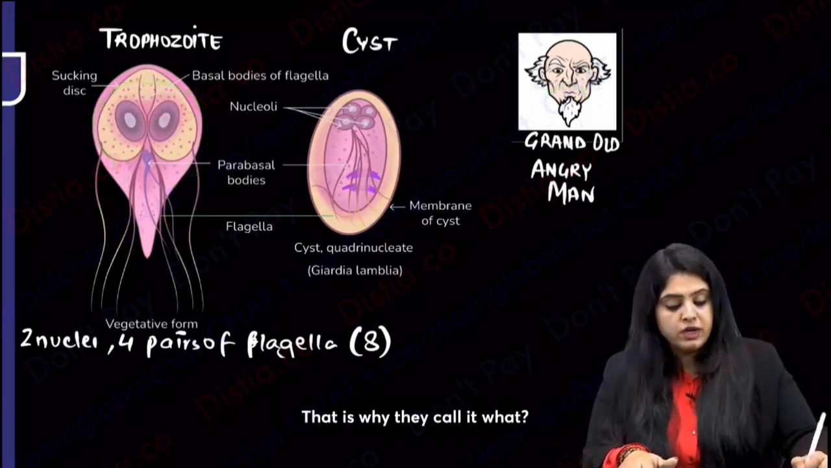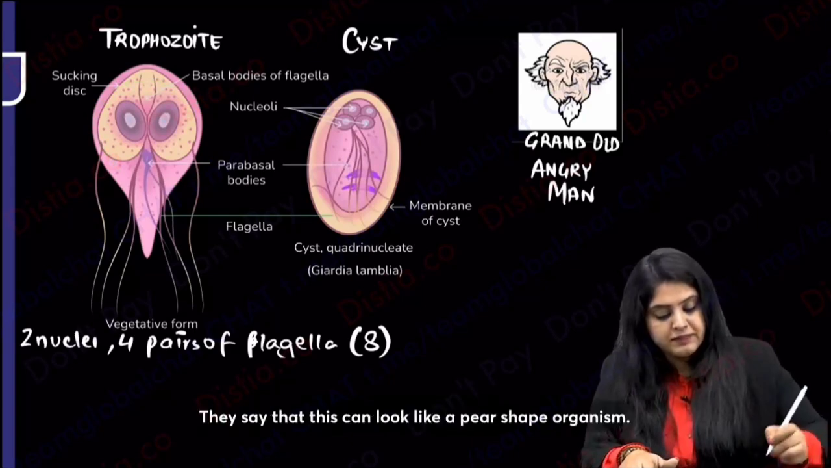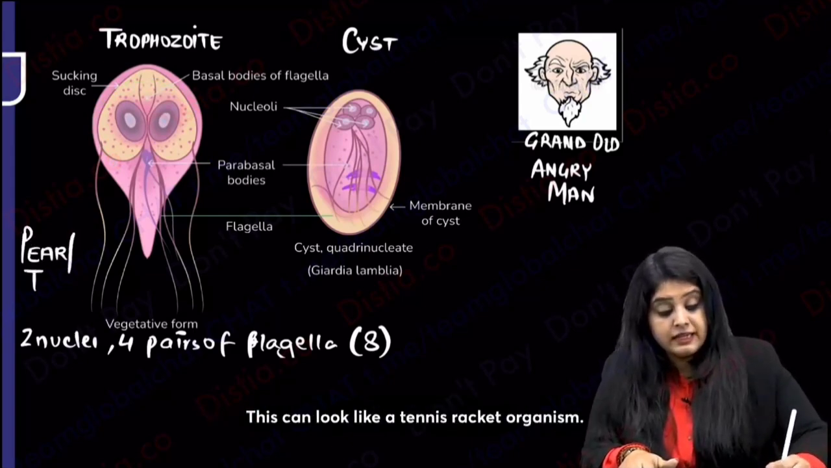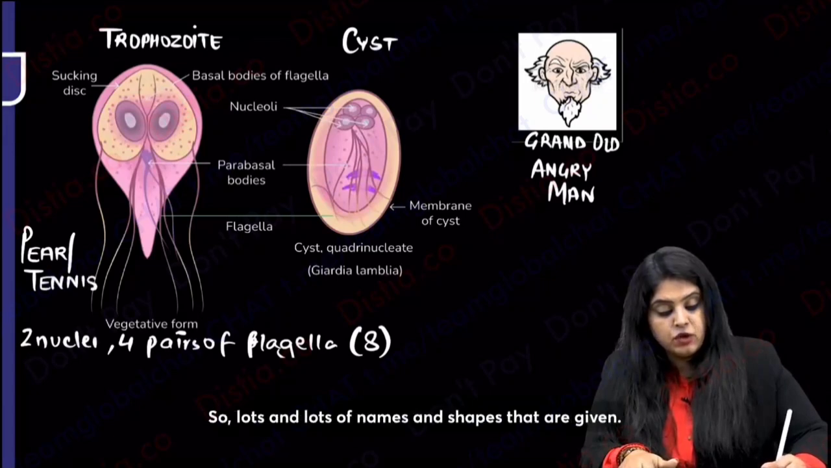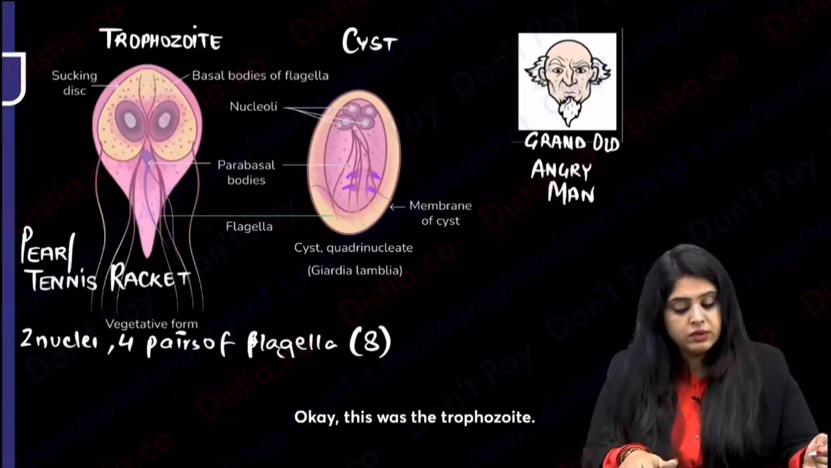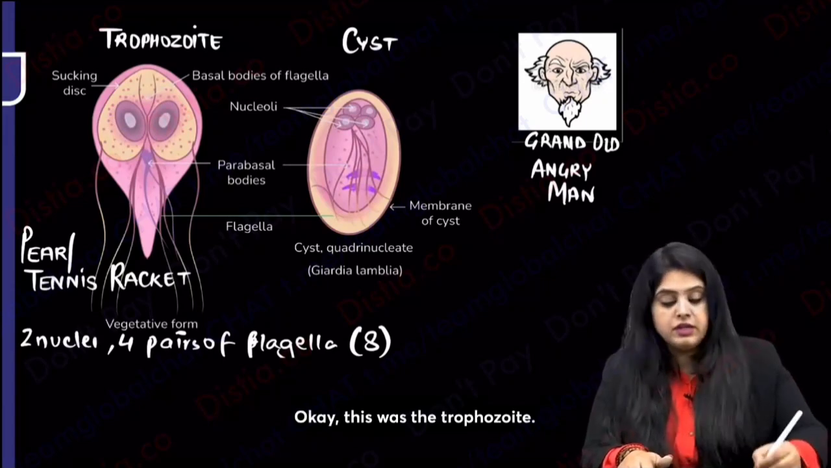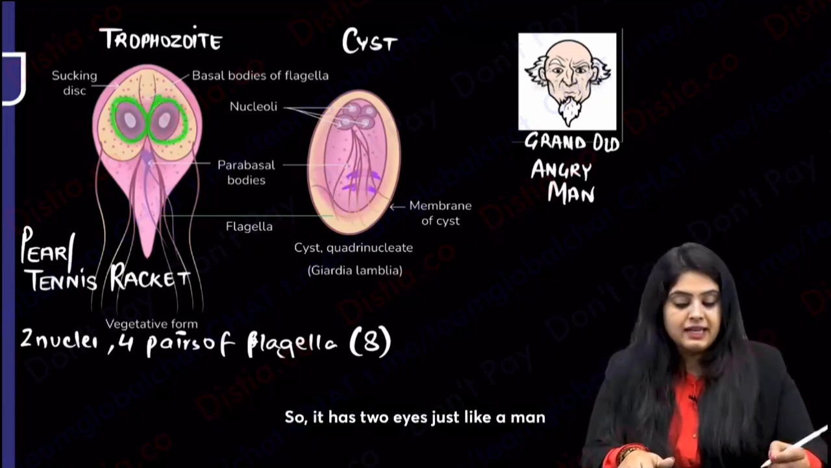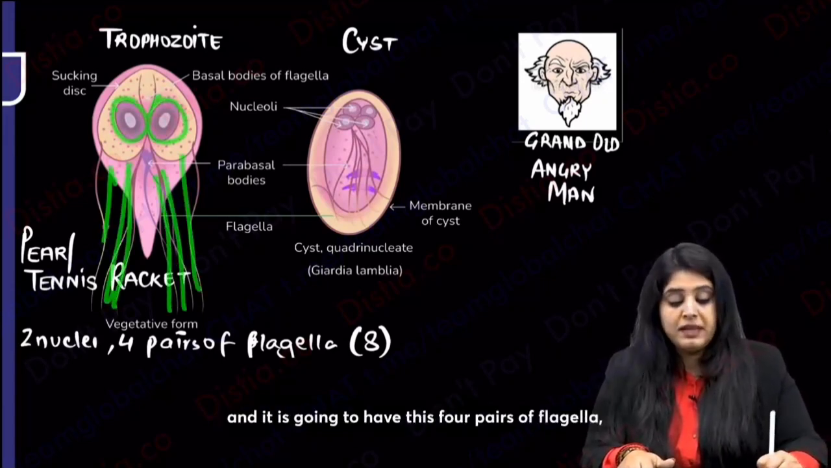That is why they call it what? Lots of names given to it. They say that this can look like a pear-shaped organism. This can look like a tennis racket organism. So lots and lots of names and shapes that are given, right? Okay, this was the trophozoite. So it has 2 eyes, just like a man, and it is going to have these 4 pairs of flagella.